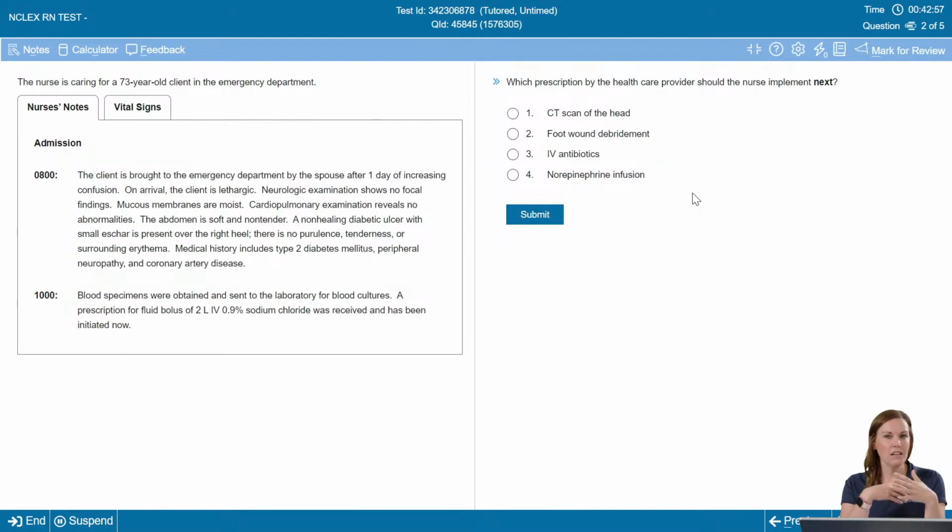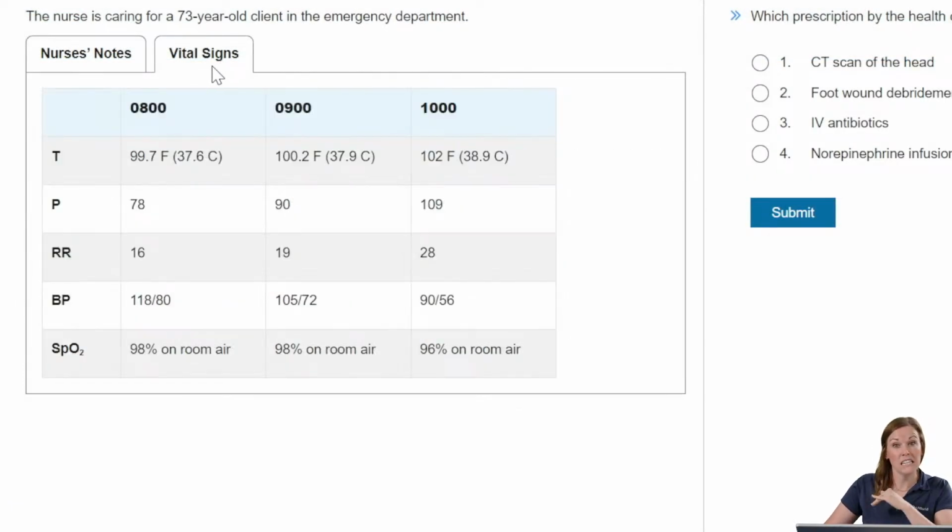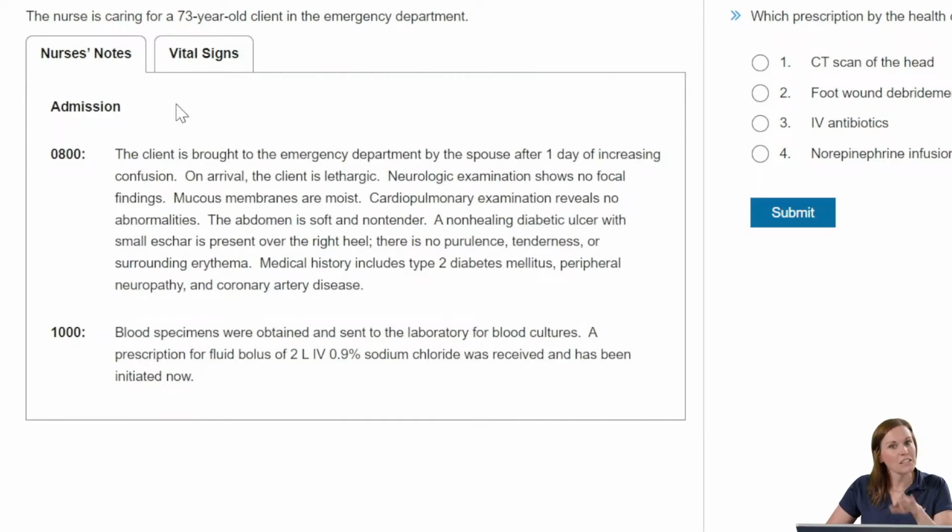So typically with a trend, we are going to see trending information, so information that progresses or changes over a period of time. In this one, we have on the left side of the screen nurses' notes, and you'll see 2 different times. And then when we go to vital signs, you'll see trending information as well. We're going to read through this one, and then we'll switch over to the right side, and I'll give you guys some time to answer, and then we'll talk through it.